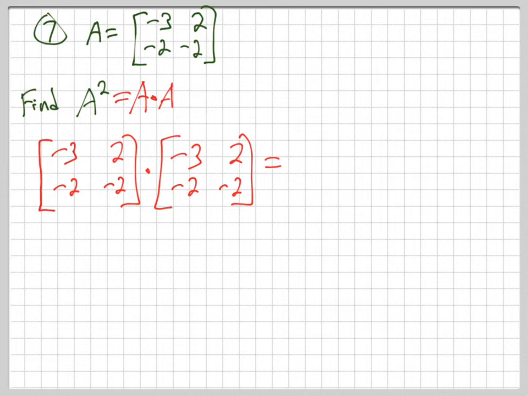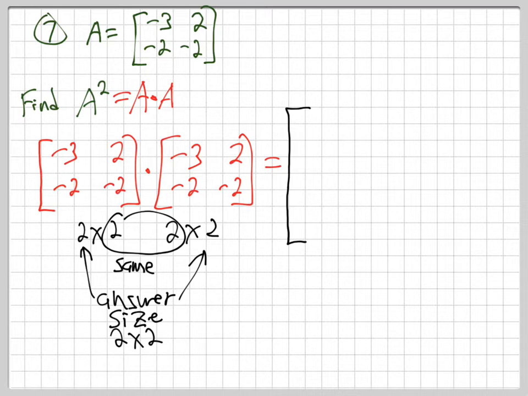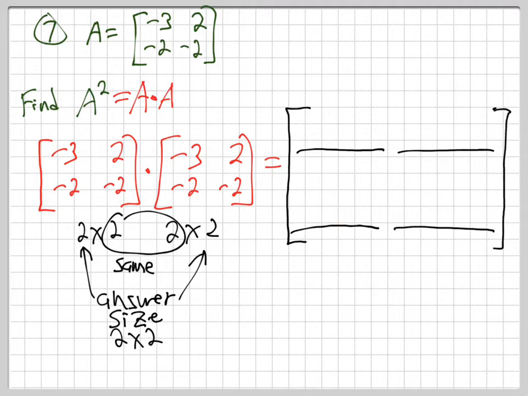Okay, let's crank it out. So first off, is it doable? Let's check the sizes and all that. This is a 2 by 2, and this is a 2 by 2. So the inside numbers are the same. So that means you can do it. And the answer size, the two outside numbers, is also 2 by 2. So yeah, it's doable, and the answer will be a 2 by 2 matrix as well. So let's draw it. Got to leave kind of big blanks because we're going to add up a bunch of numbers here.